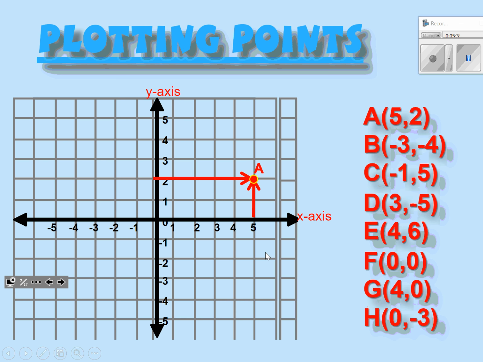So hopefully you guys have done this. Point B is right here. Point C is at (-1, 5). Point D is right here. Point E is right here. Point F is at the origin. Point G, this is (4, 0). And point H is right here on the y-axis.